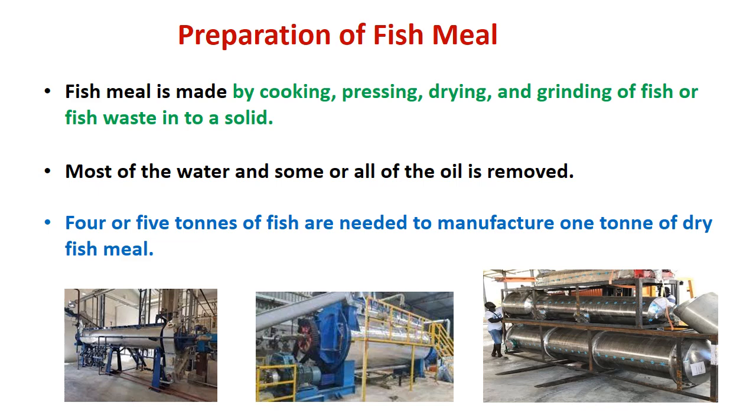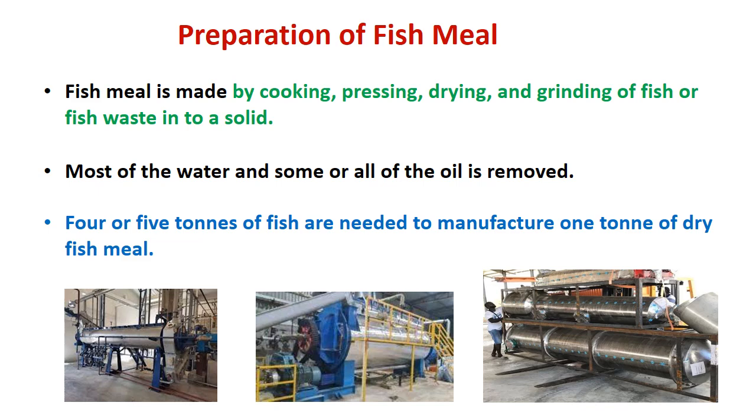Now we will talk about the preparation of fish meal. As I said, fish meal is made by cooking, pressing, drying and grinding of fish, that is the non-edible category, or fish processing waste. So they undergo cooking and sterilization, then pressing to remove the water and oil, then drying this solid part, and then grinding. And then the watery part is removed and the oil is separated. So most of the water and all of the oil is removed.